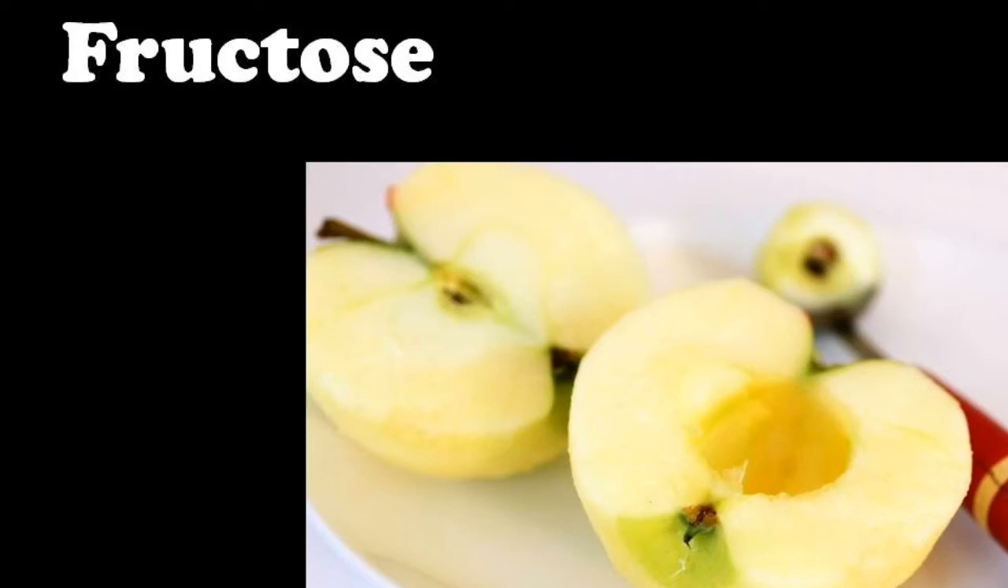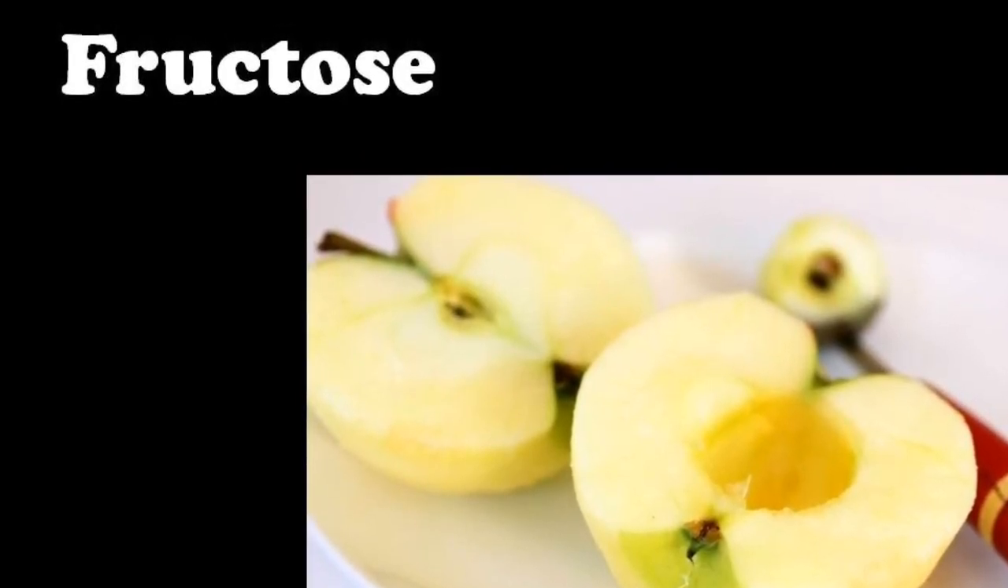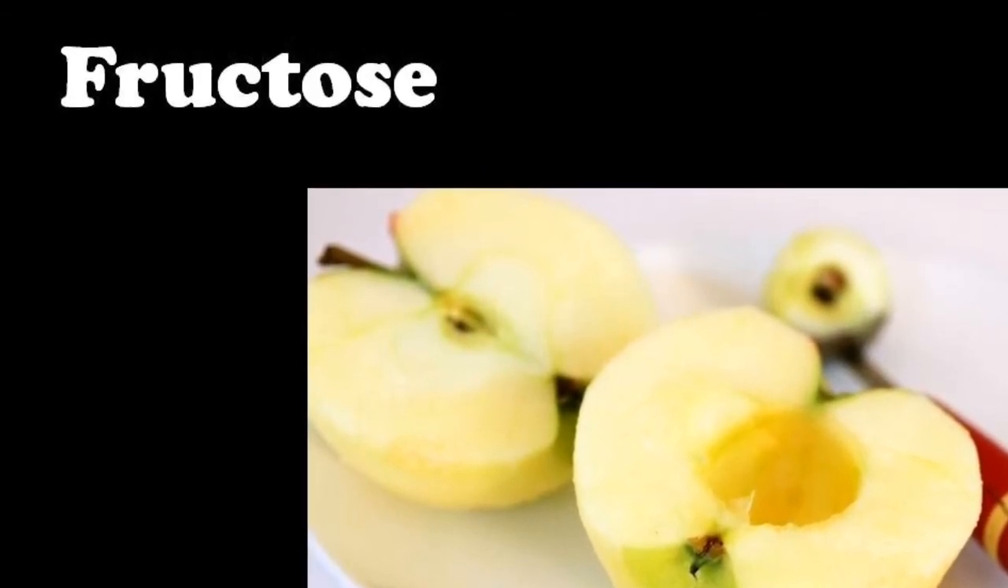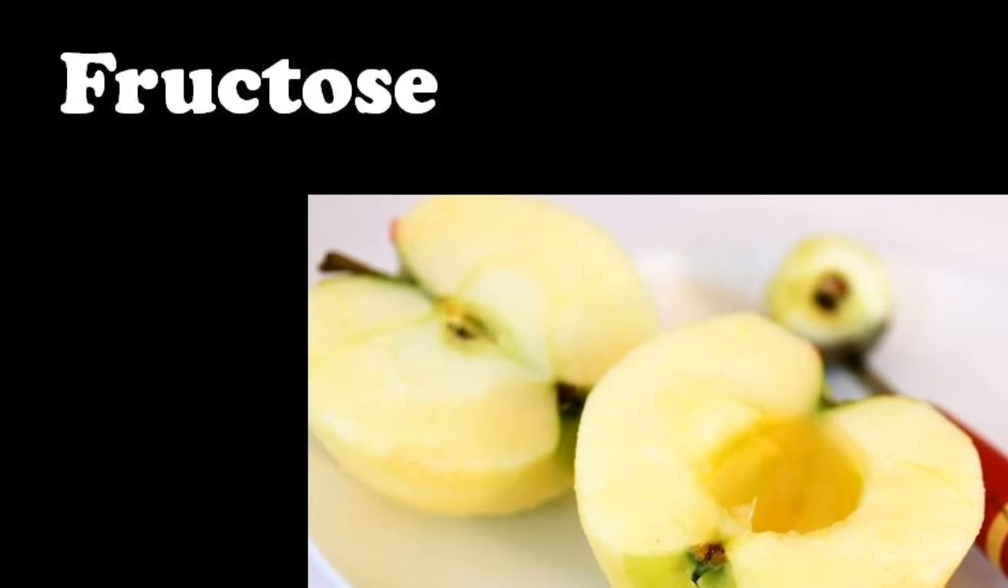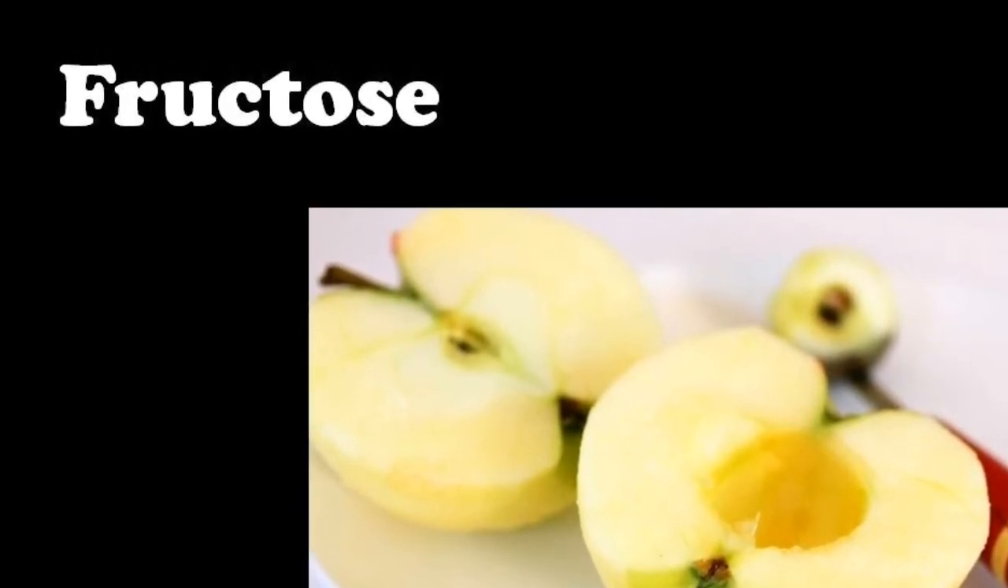All right, so you see fructose. Fructose is a monosaccharide. It's what makes that apple nice and sweet. There's other monosaccharides like glucose and galactose. I just chose this one because I found a pretty picture. And remember, C6H12O6.